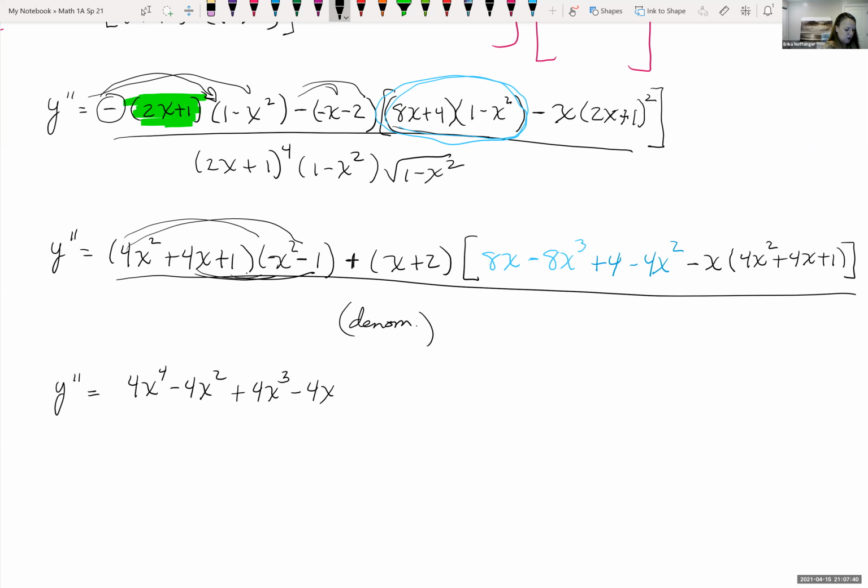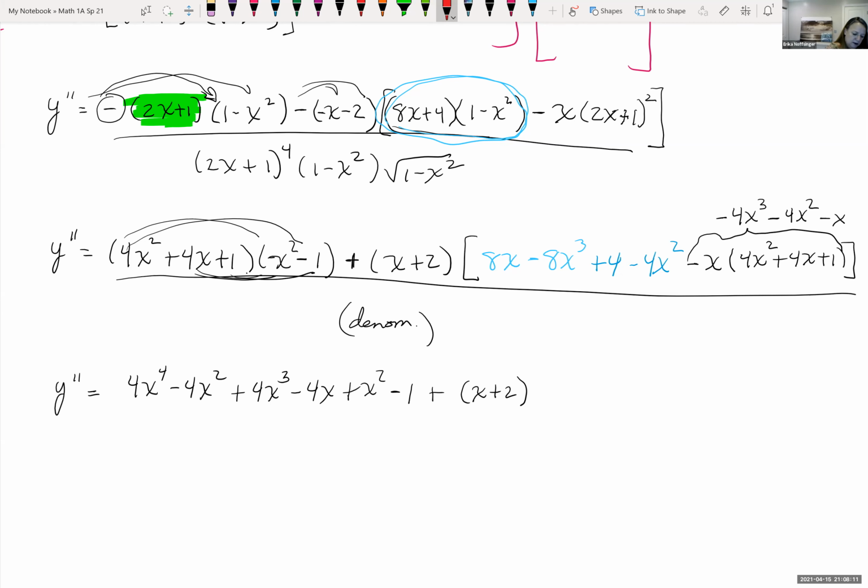I'm now distributing the 1. So plus x squared minus 1. Plus x plus 2, all times. Let me just rewrite this piece with distributing the negative x. So this would give us a negative 4x cubed. This would give us a negative 4x squared. And this would give us a negative x.